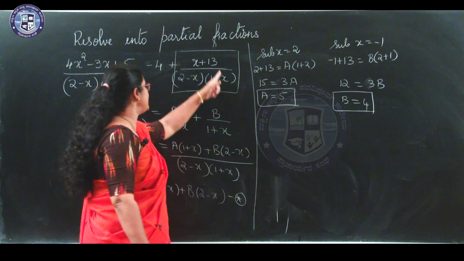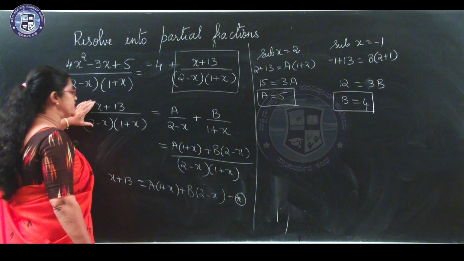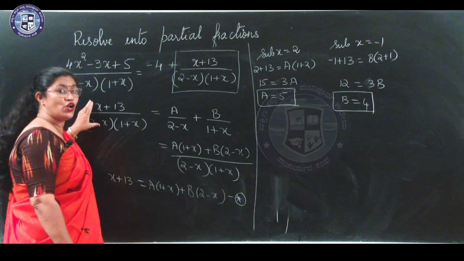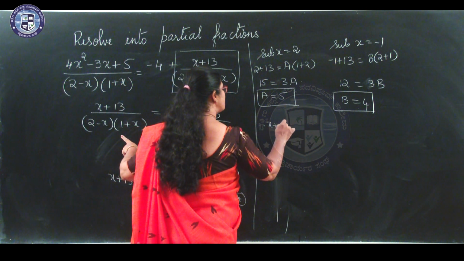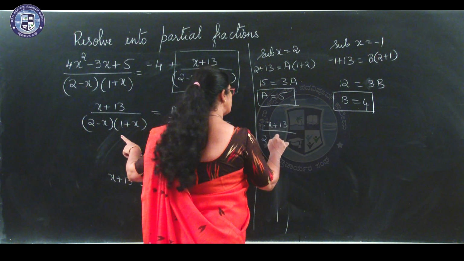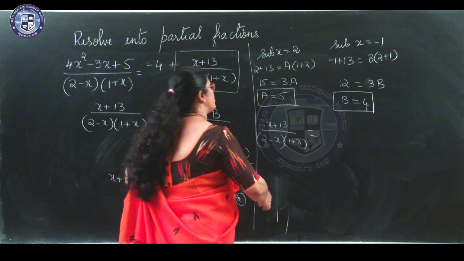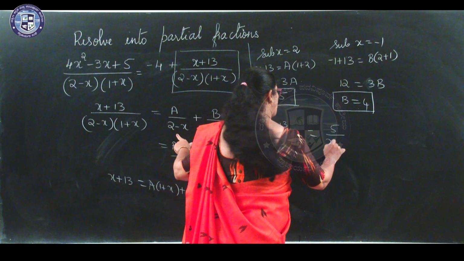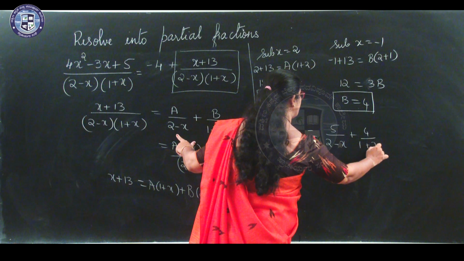And then I can write that, see here, if I substitute a and b, I get the partial fraction of this one, not the main question, please remember. Therefore, (x + 13) / ((2 - x)(1 + x)) is equal to, a is 5 by 2, so 5/(2 - x) plus 4/(1 + x).